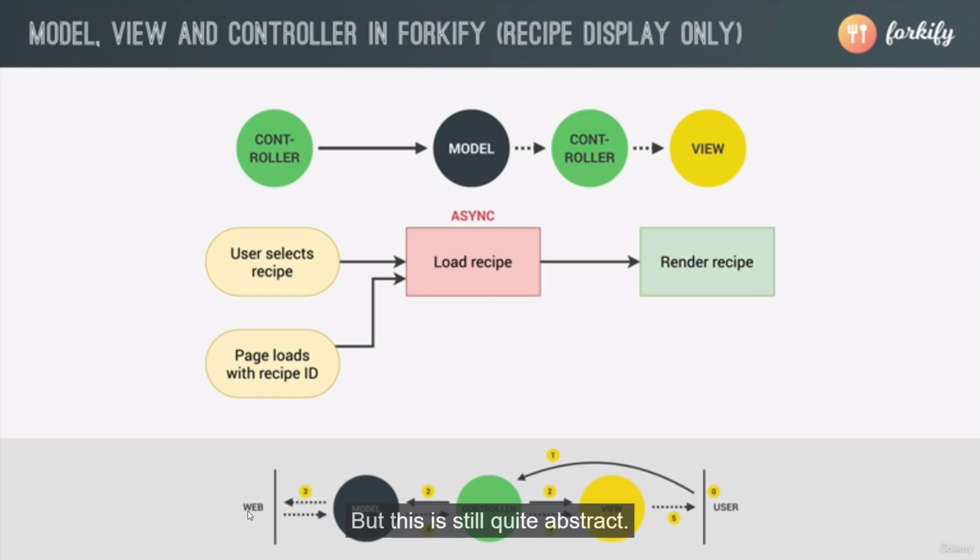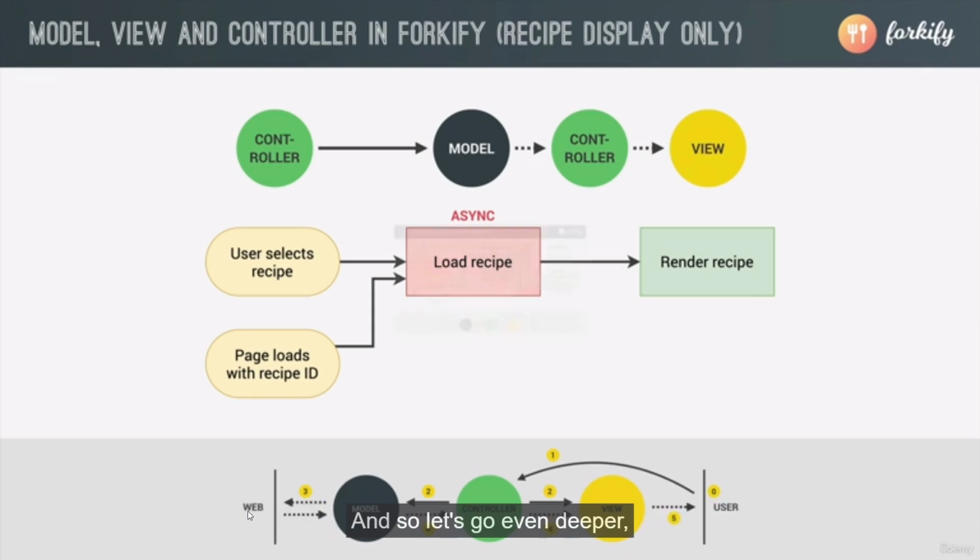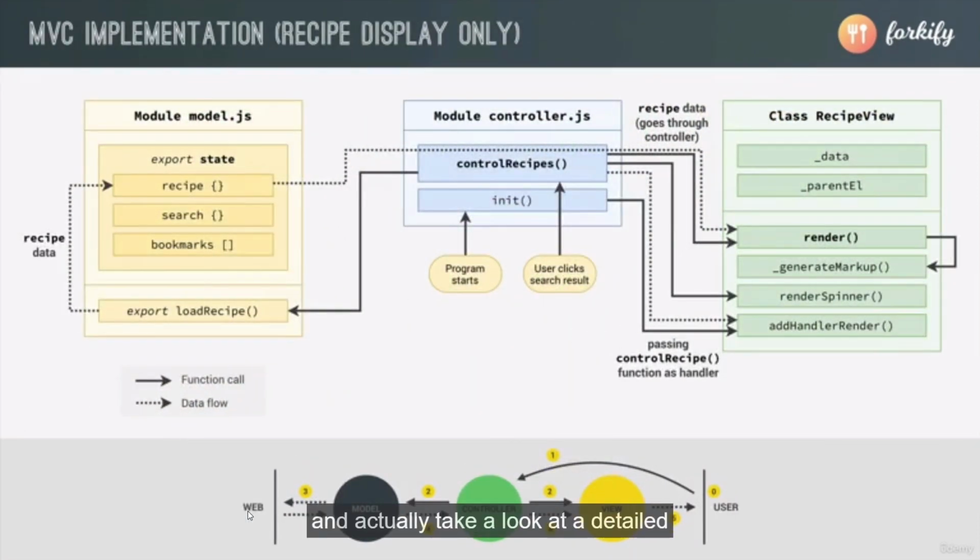But this is still quite abstract, because remember, the flowchart is simply what we will implement, not how we will do that. And so let's go even deeper and actually take a look at a detailed implementation diagram of our MVC architecture. And again, this is only about loading and rendering a recipe. And let's start by noticing how both the model and the controller are implemented in a module, while the recipe view is actually a class. And we will explore the reasons for this when we actually write the code.